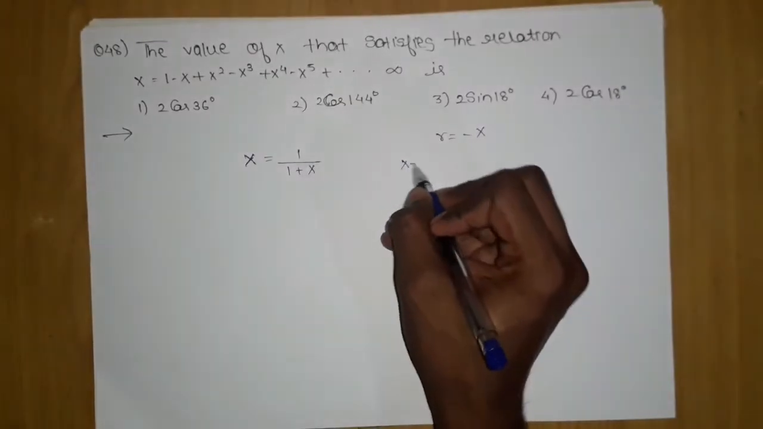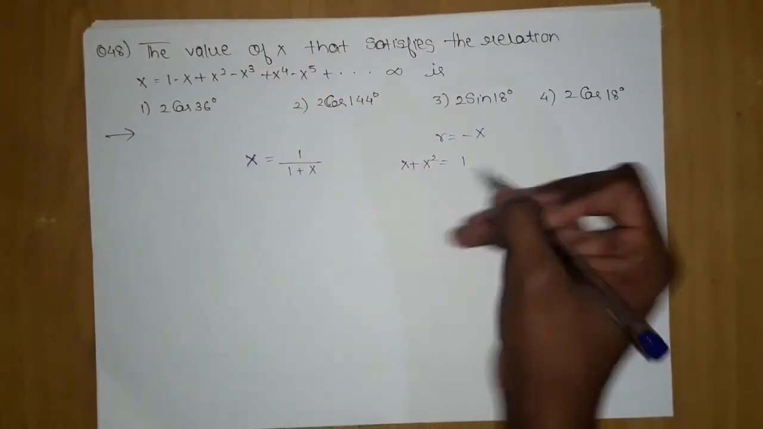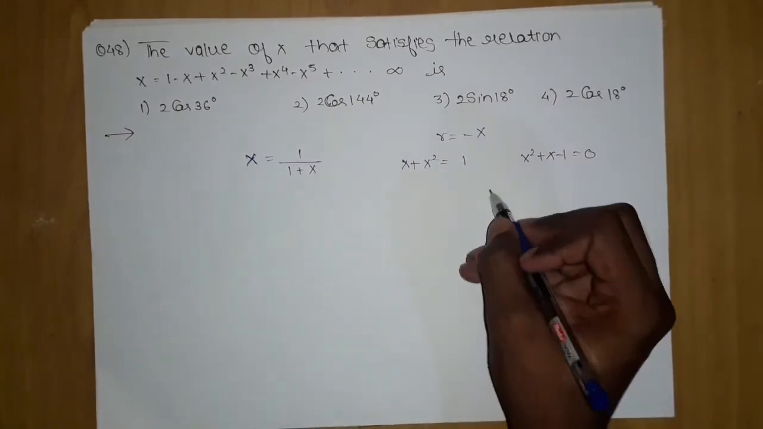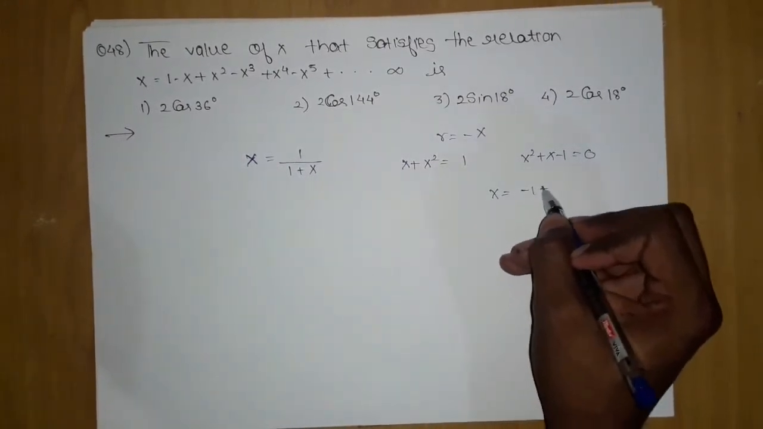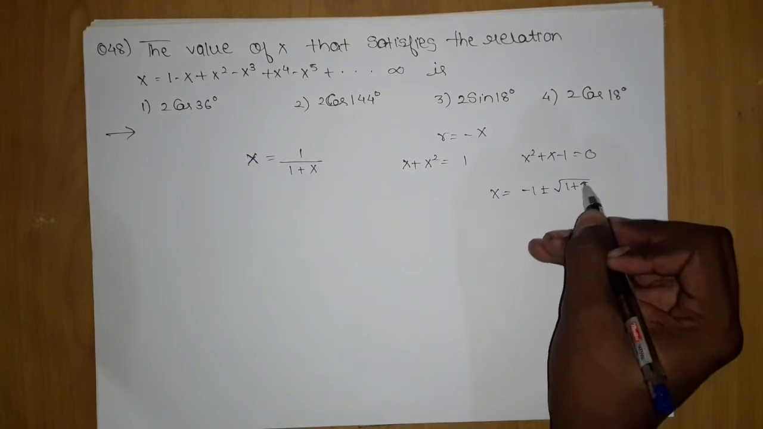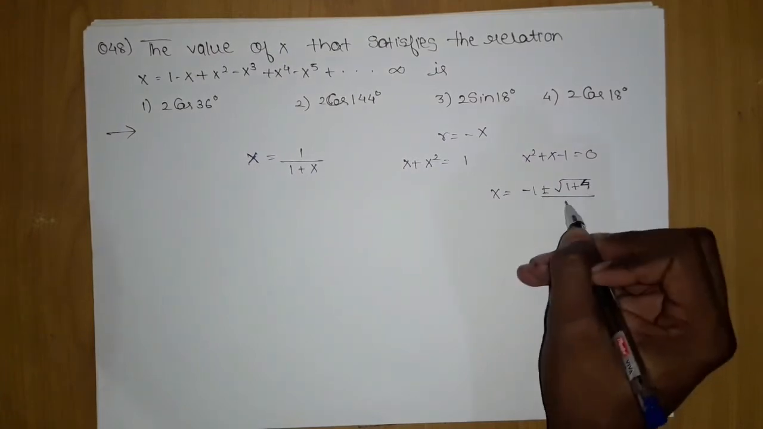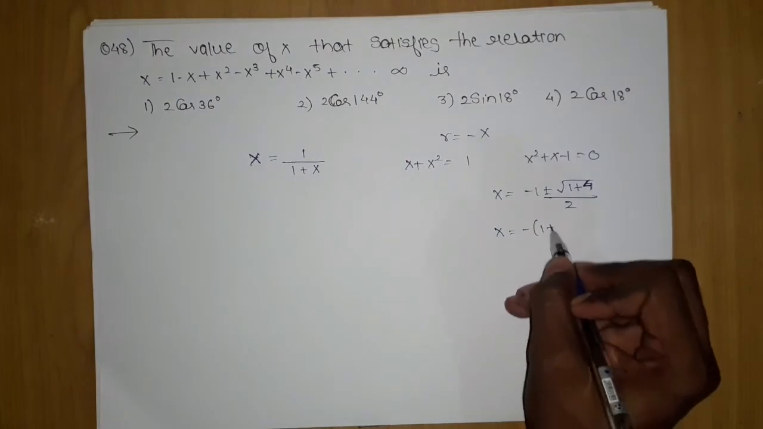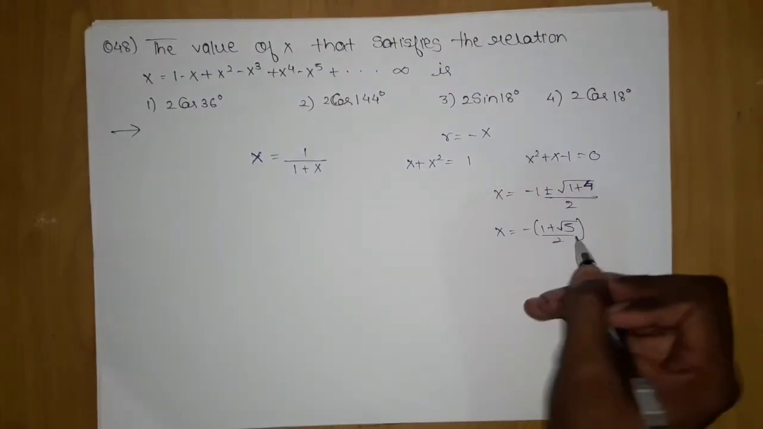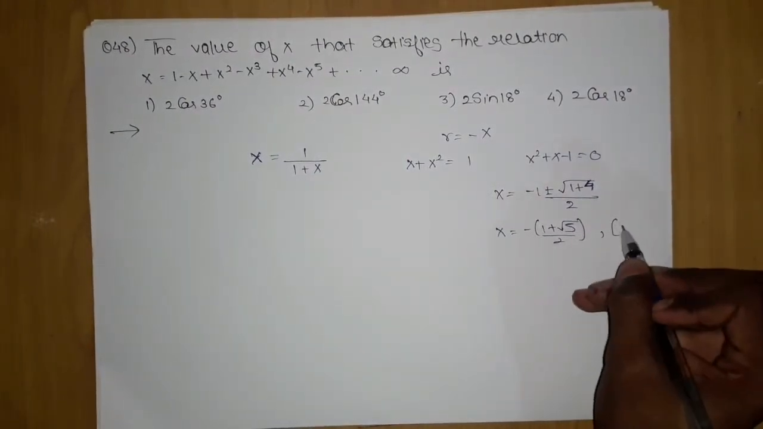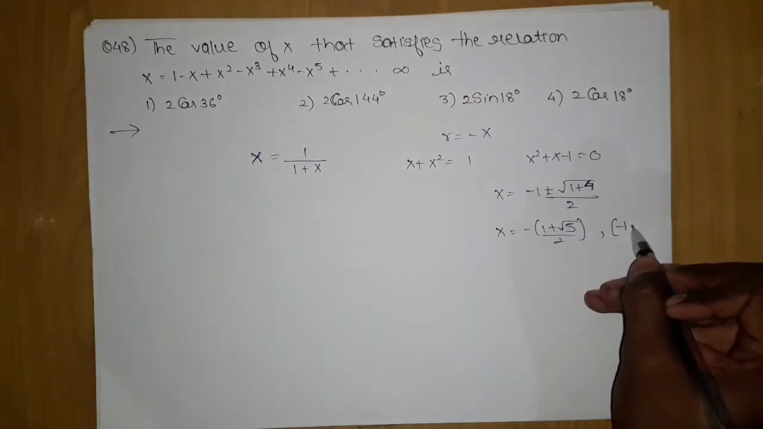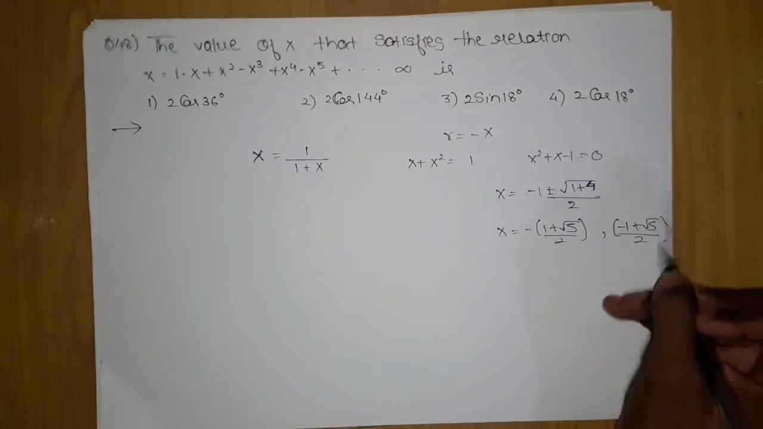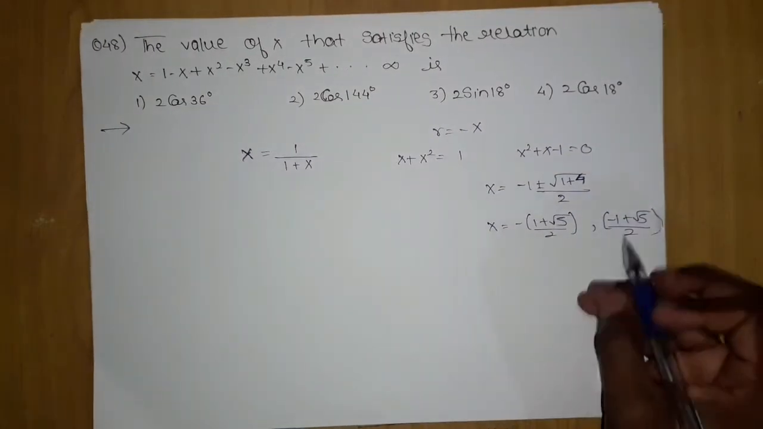If I multiply, x plus x squared is equal to 1, x squared plus x minus 1 is equal to 0. My x is what? Minus 1 plus minus 1 plus 4 upon 2, giving me two values of x, minus 1 plus under root 5 upon 2, comma minus 1 minus under root 5 upon 2. So these are the two possible values of x.